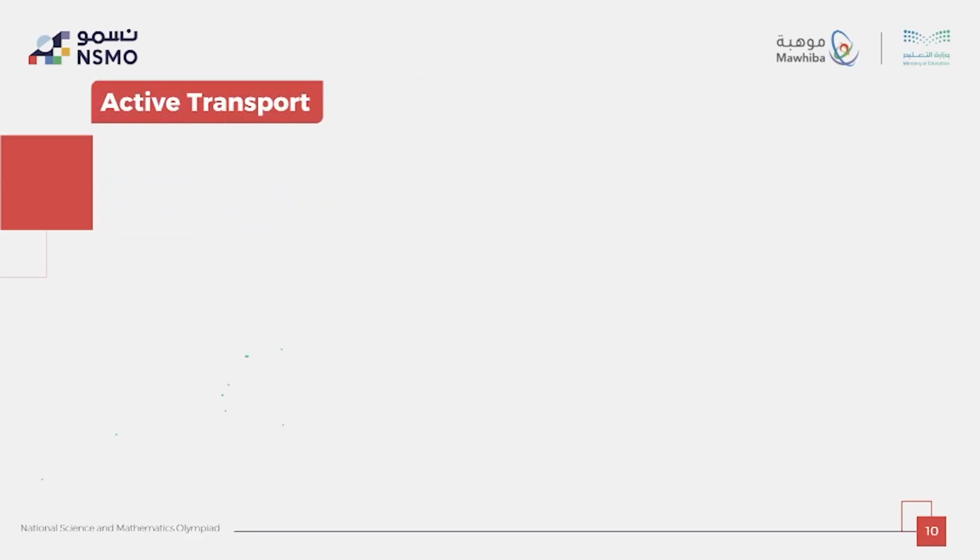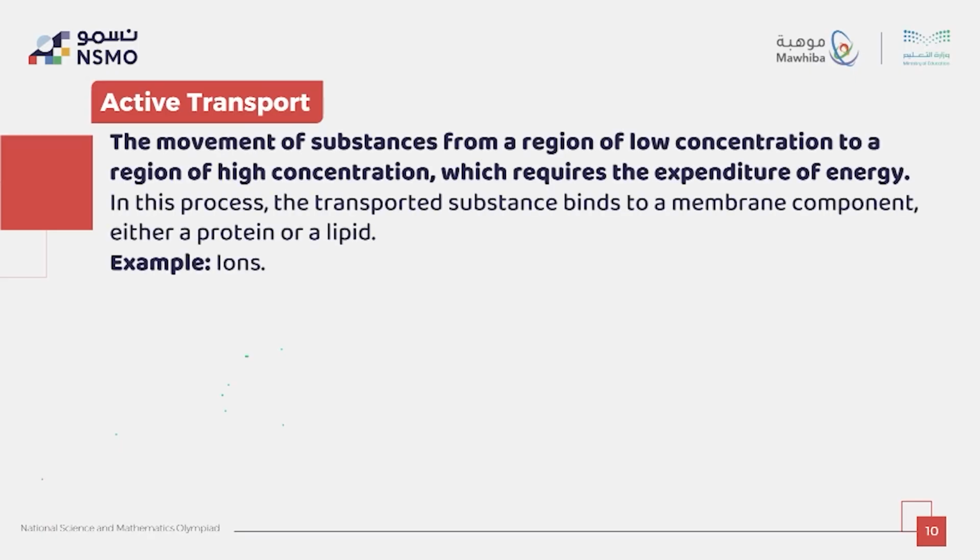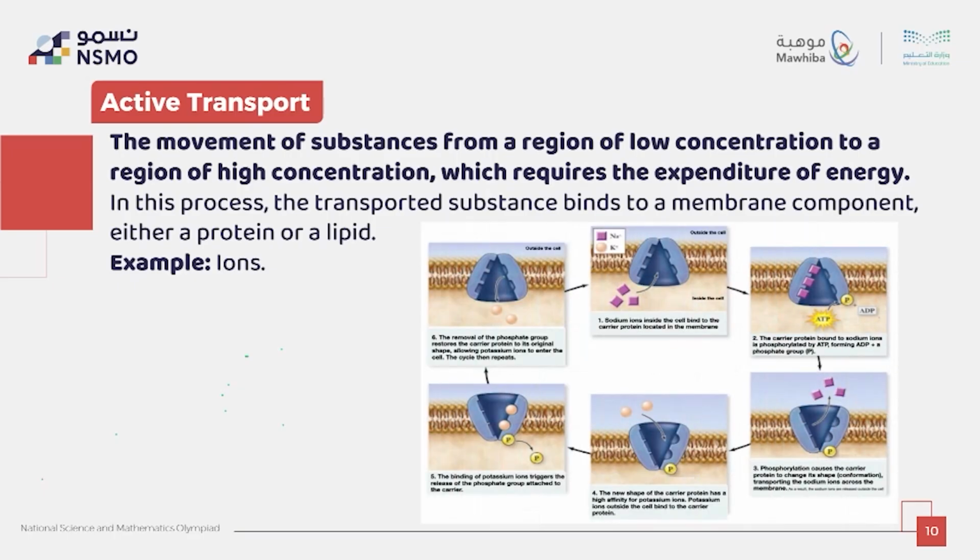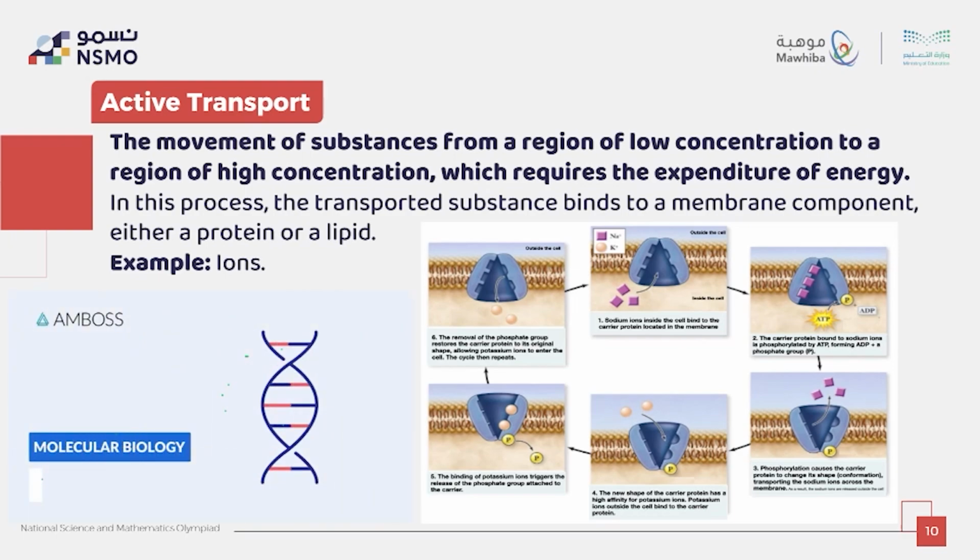Moving to the second main transport process, which is active transport. Active transport is the movement of substances from low concentration to high concentration using energy. Look at this picture, guys. This picture shows a transport protein using ATP energy to move ions across the membrane. And listen carefully to this clip, guys.